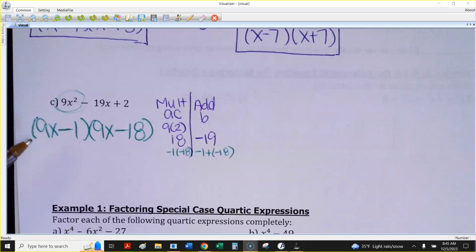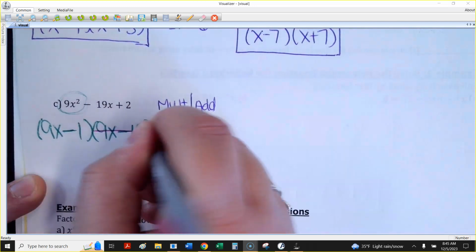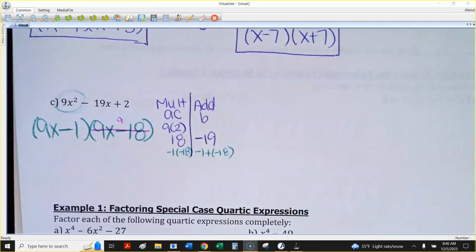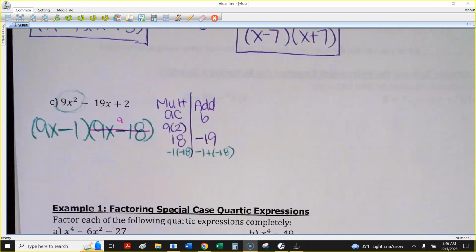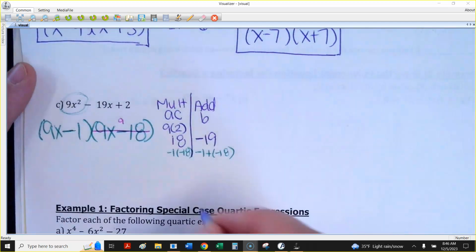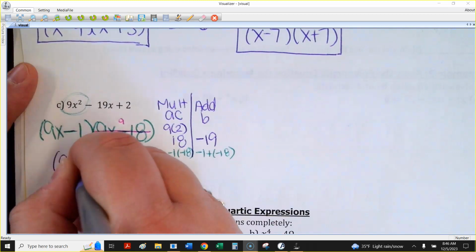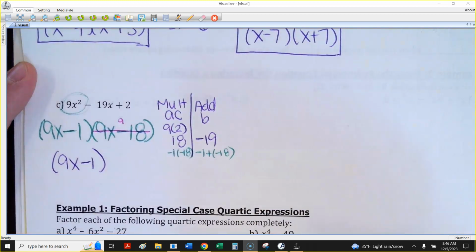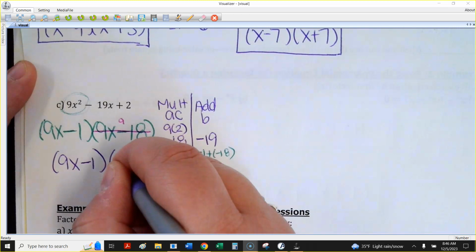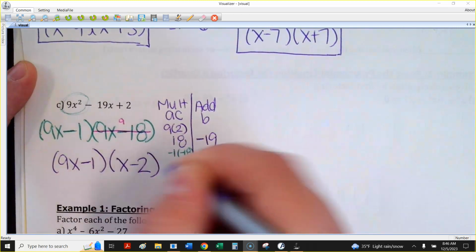What you're looking for, the little trick to this method, if inside the parentheses the two things have anything in common, that's not the real factor. So 9x and 1 were good, but 9x and 18, both of those are divisible by 9, so that's not the real factor. And it's just a little trick to the method. You literally just disappear a 9 out of that factor. So the real factors here, it'd be 9x minus 1, and then this one would just be x minus 2.